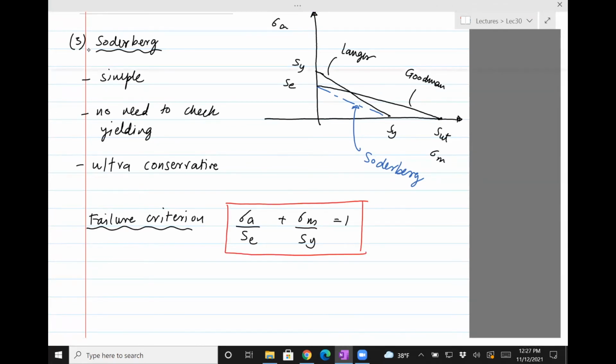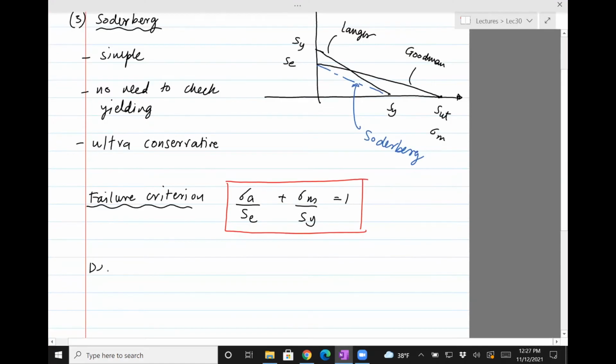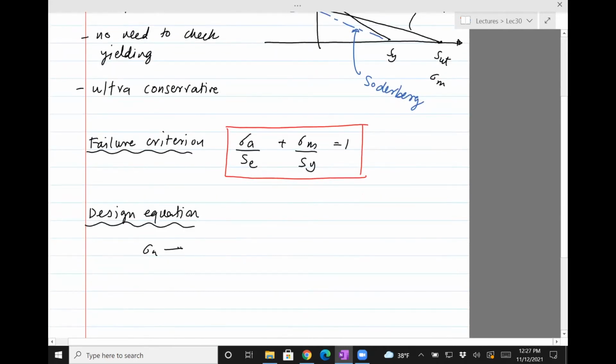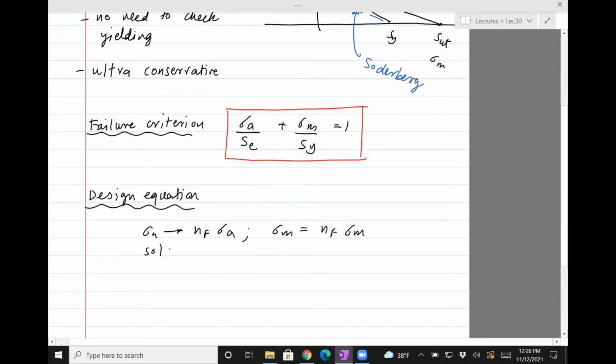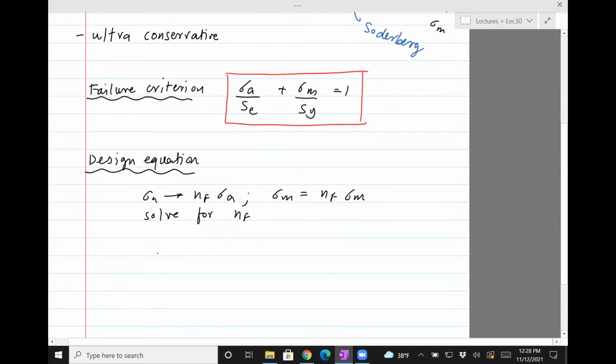To use this as a design equation, what we do is we substitute sigma A as NF sigma A, sigma M as NF sigma M, and solve for NF. If you do that, NF comes out to be sigma A divided by SE plus sigma M divided by SY, raised to -1.